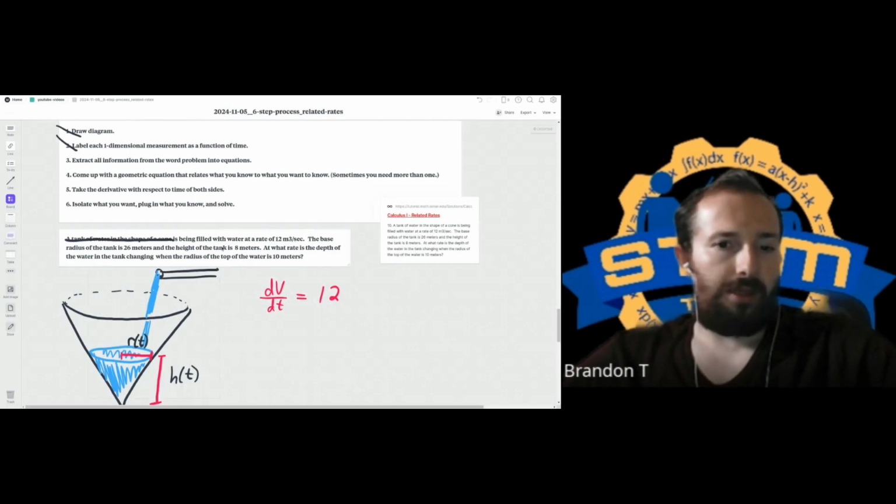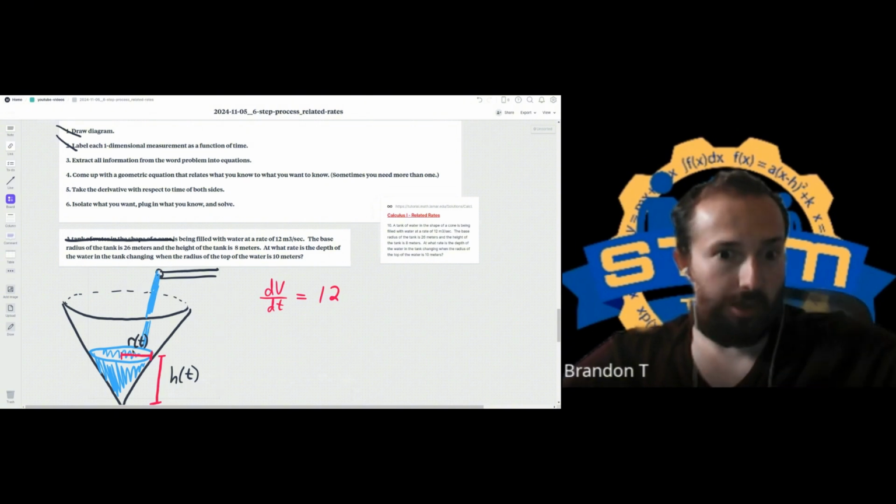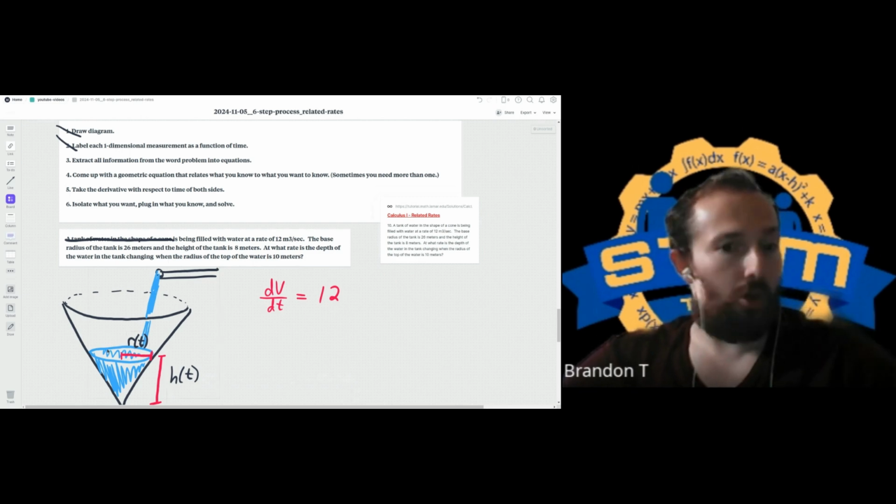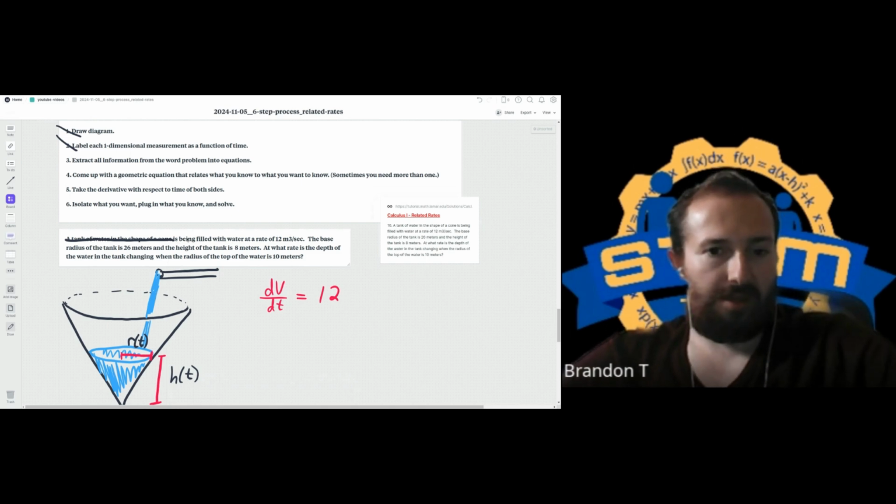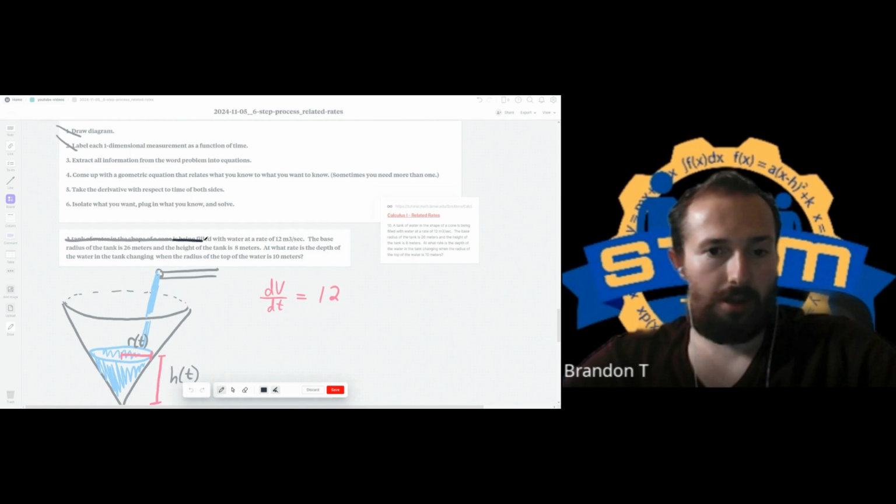There's a small leap in logic here, but if we're filling water into the tank at a certain rate, that's going to increase the volume of the water, the volume of this cone, in other words, at a certain rate. So that's the idea. This sentence is effectively telling us that dV dt equals 12. And then I'll cross that out.